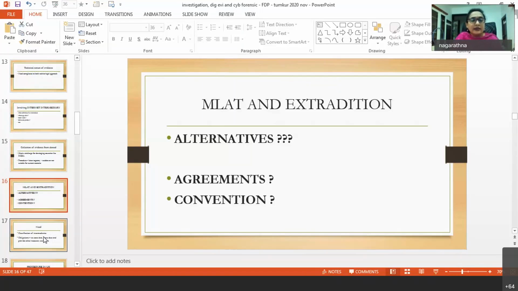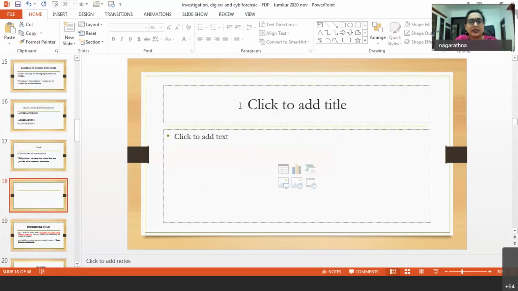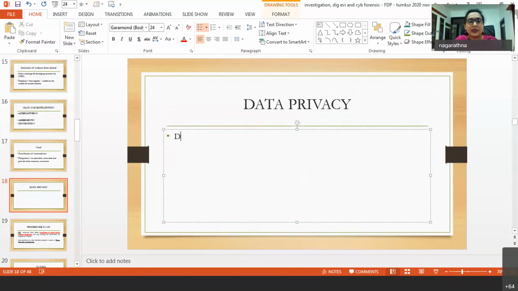So it has nothing to do with what our government has done or failed to do. The legal procedure itself is so, so complicated. Then it's come to another extremely important issue, and that's about data privacy. So what is data privacy? Because very soon this law is going to affect us as individuals, and also is going to affect investigation. So it's important to understand this.